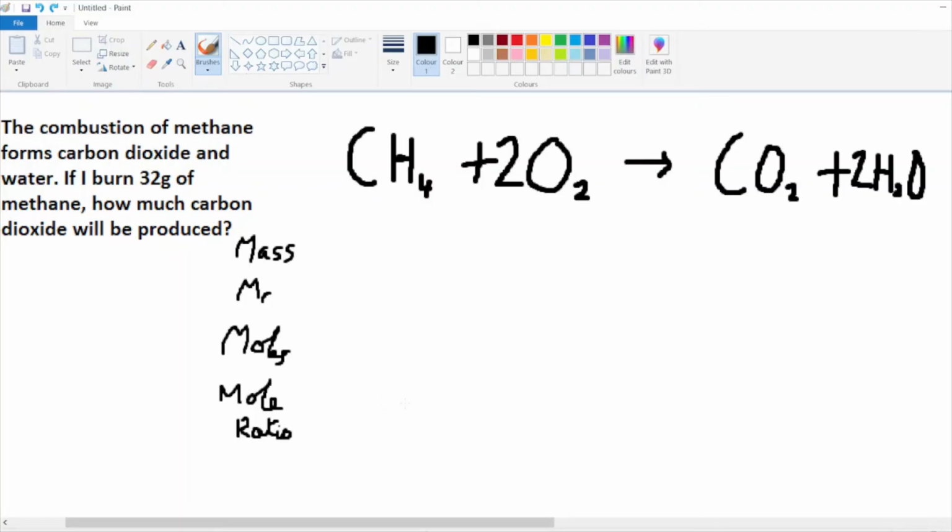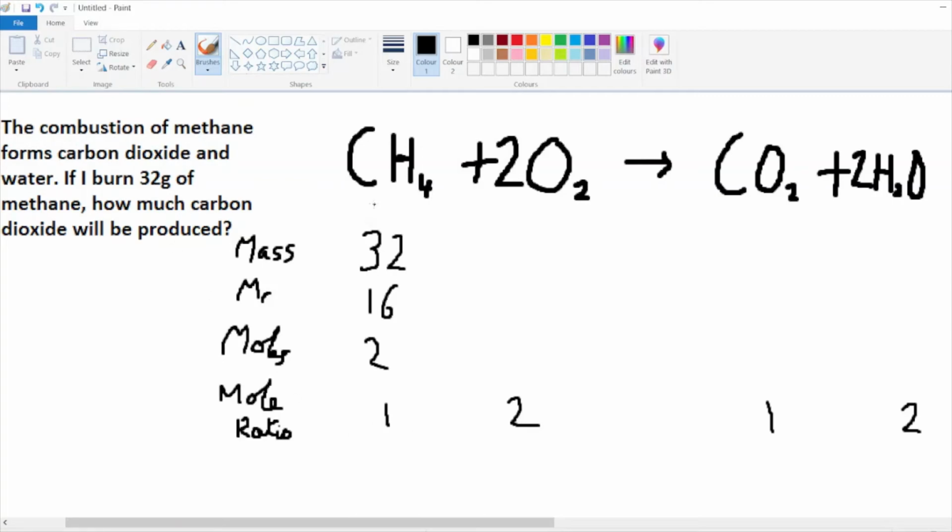Practice, have a go, see if you can fill in this table on your own and figure out the mass of carbon dioxide that's going to be produced. So how you'd start it, you've got 32 grams of methane, you can figure out the relative formula mass to be 16, and therefore we know that if we have 32 grams of methane, we have 2 moles of methane.